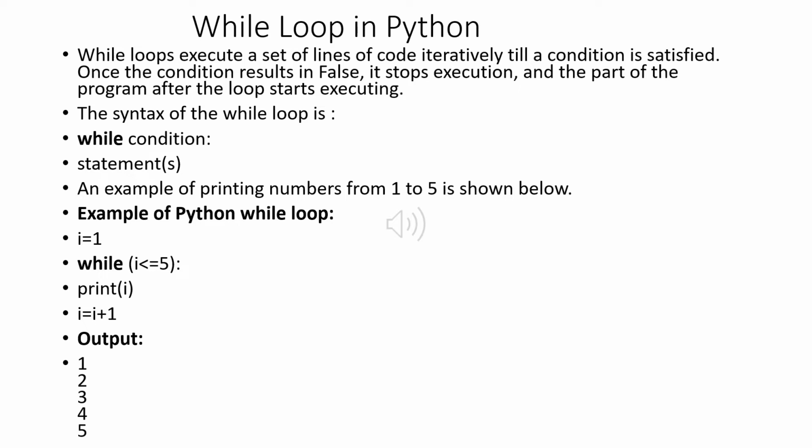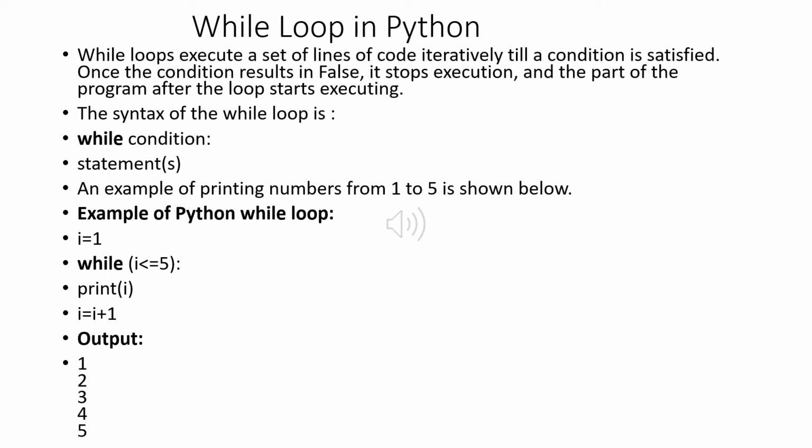Now we can see an example program printing numbers from 1 to 5. Example of a Python while loop: i = 1, while i <= 5: print(i), i = i + 1. And now you can see the output as 1, 2, 3, 4, 5.